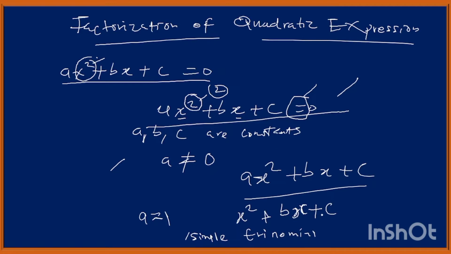A simple trinomial. Let me brief this explanation again. A quadratic expression is an algebraic expression in which the highest power of the variable involved is 2. If it's more than 2 or less than 2, it is no longer a quadratic expression. That is what we are looking at. So let's jump right in and look at some examples.